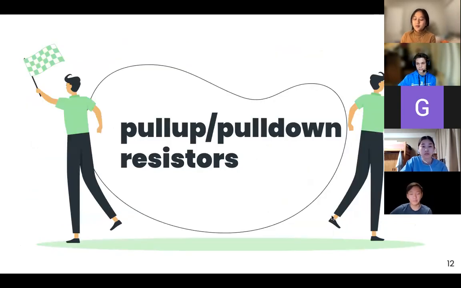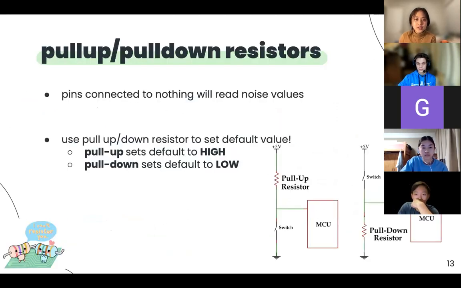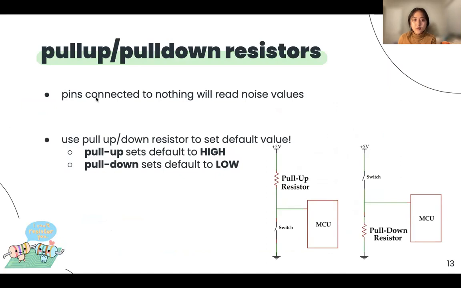Awesome. So now that we've gone over the 3 different types of signals that we can work with on a microcontroller, we're going to be talking about a couple of components. The first one is the pull-up, pull-down resistor. It's essentially when pins are connected to nothing, they will read noise values. And noise is something that we don't want in a signal because it can add extra values and will throw off all of our readings.